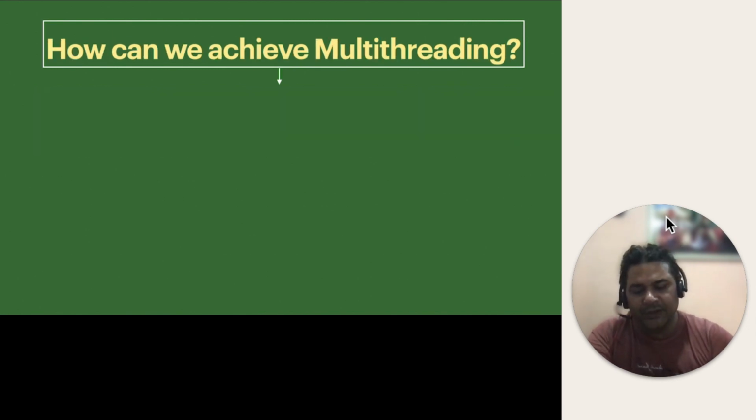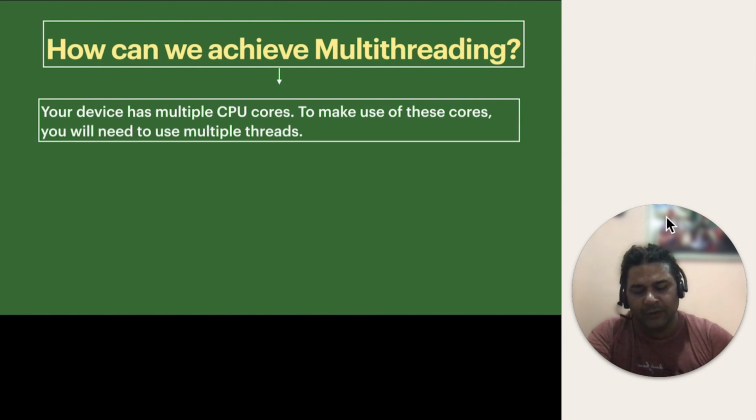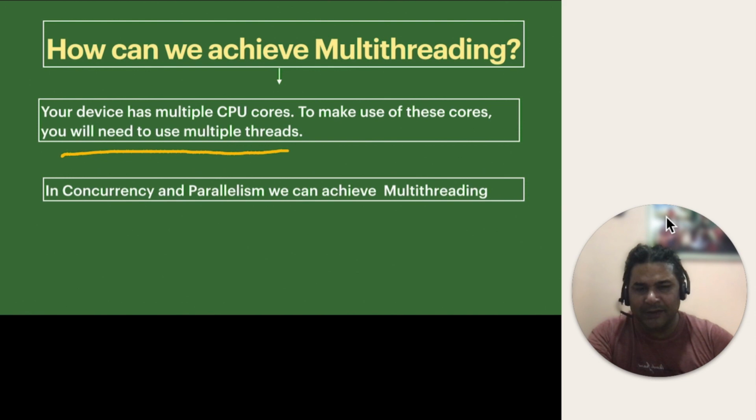So how can we achieve multi-threading? Your device has multiple CPU cores. To make use of these cores, you need to use multiple threads. In today's world, many devices are performing multi-threading, because almost all systems have dual-core or multiple processors. In concurrency and parallelism, we have already discussed examples of multi-threading, and with the help of concurrency and parallelism we can achieve multi-threading.